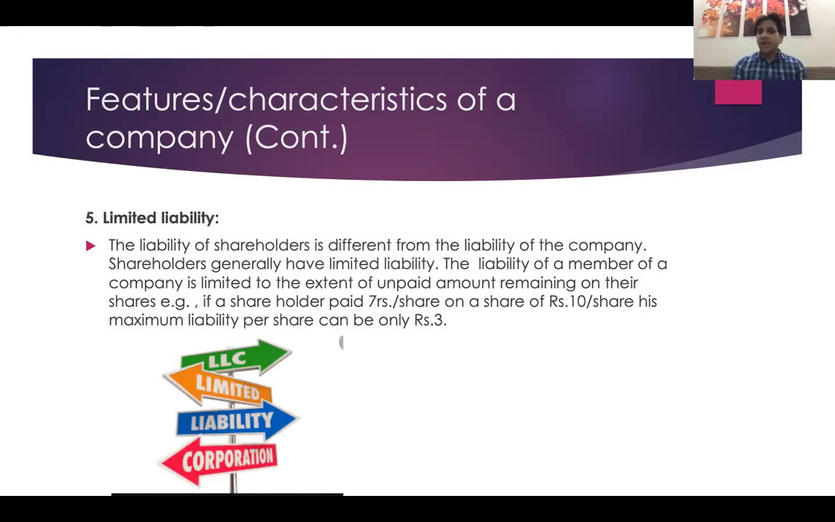For example, if a shareholder owns 100 shares of rupees 10 each and he has already paid 7 rupees per share, so he has already paid 100 multiplied by 7, that is 700 rupees. So his maximum liability will be 3 per share, that is 100 into 3, in this case 300 rupees. So the company cannot ask for more than 300 rupees from the shareholder, even in case of winding up of the company.